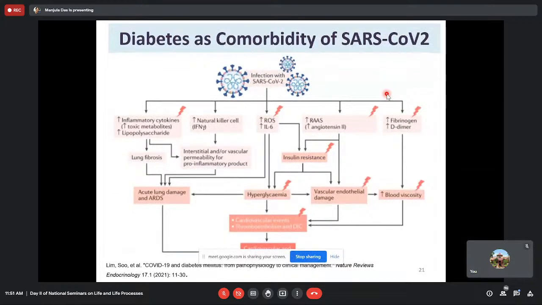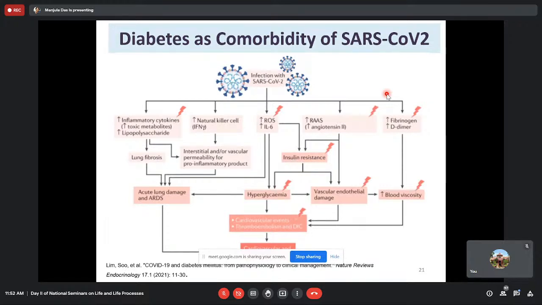As previously explained, the viral infection results in increased production of pro-inflammatory cytokines and modifications in NK cells, which further leads to vascular permeability for these cytokines, causing acute respiratory distress syndrome. Along with these, the increased ROS and upregulation of RAS result in insulin resistance, worsening a hyperglycemic condition, leading to vascular damage. This increases the clotting factors such as D-dimer in the circulatory system, making the blood viscous. All these events together lead to multiple organ failures and untimely death.